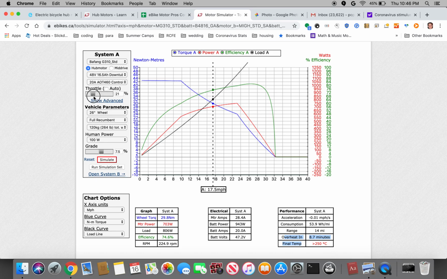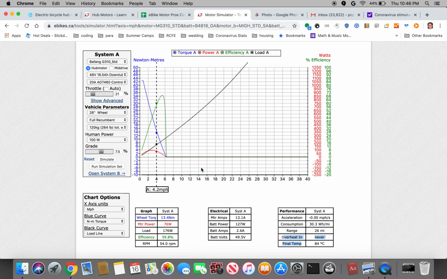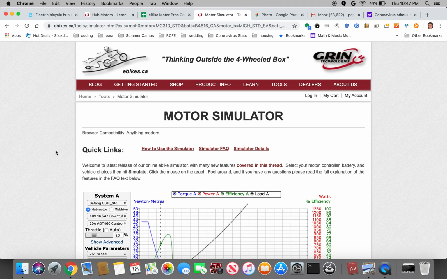So even though you get higher torque, you have to reduce the throttle so much that you're actually not going to be going that fast with these geared hub motors because they're going to tend to overheat. And you'll also see the efficiencies are actually slightly lower, which I was a little bit surprised at, than the direct drive motor. But yeah, that's the trade-off that you get with a geared hub motor. So using the simulator, it was a very, very useful tool to help me decide which motor to get.